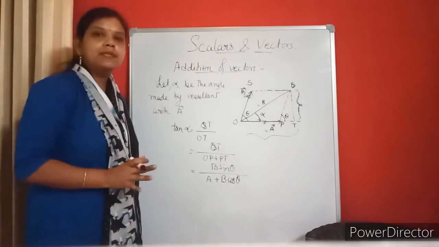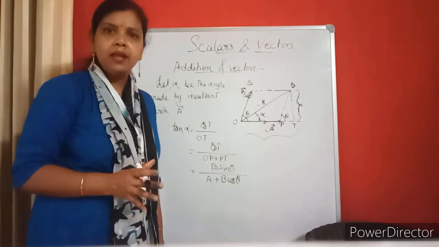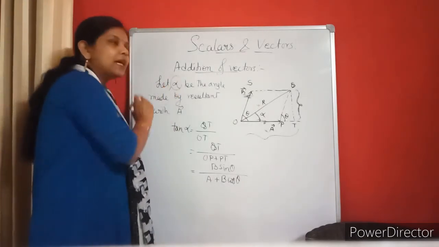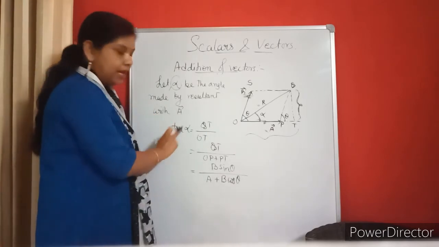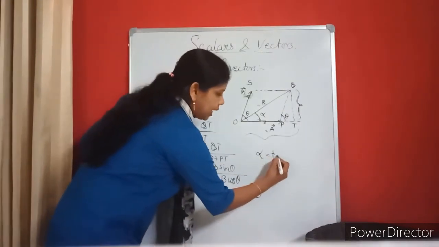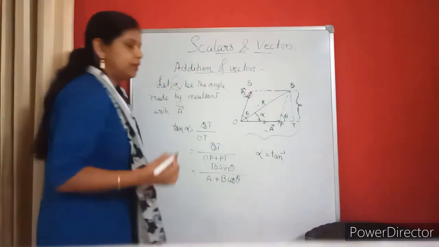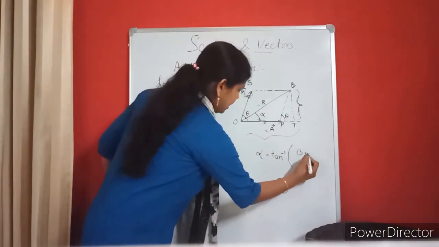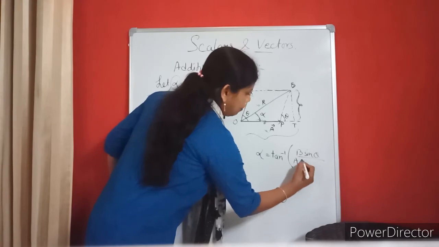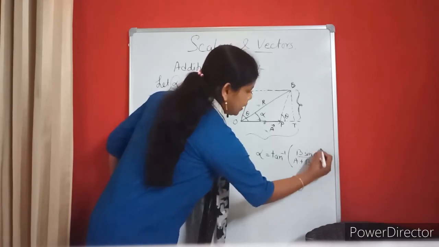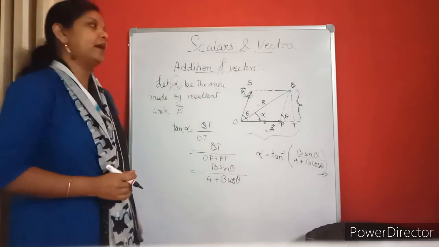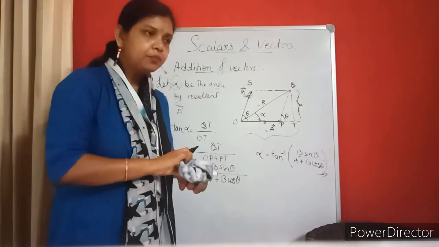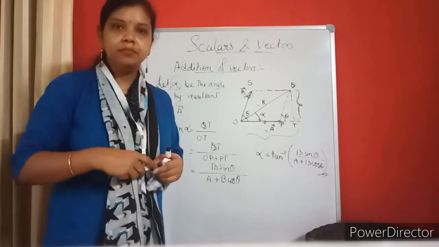Now, tell me, if I say tan alpha, is it saying the angle or a number? It's a number. But what is the direction? Direction is alpha only. So, I cannot leave it like this. I have to write alpha is equal to tan inverse. I think you should understand what is tan inverse. Tan inverse of B sine of theta divided by A plus B cos of theta. So this is the expression for what? Direction of the vector.